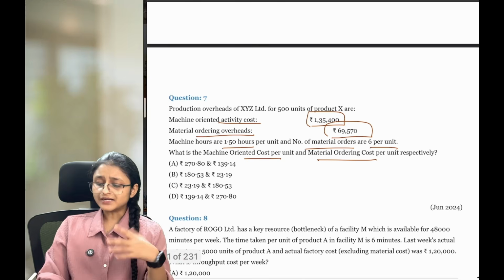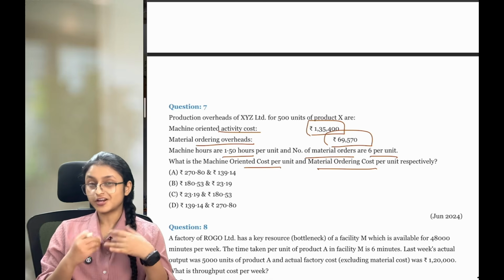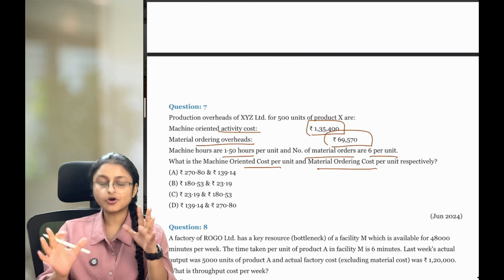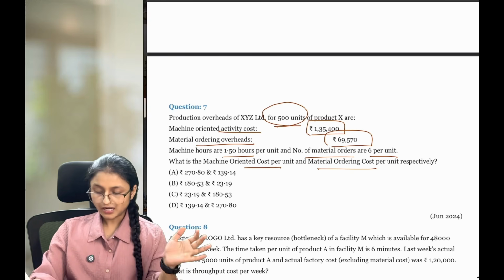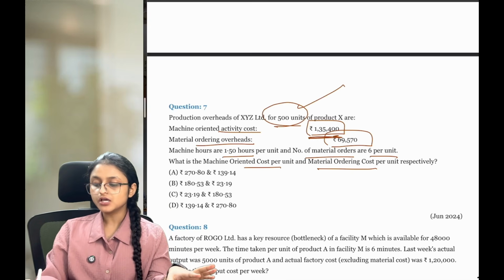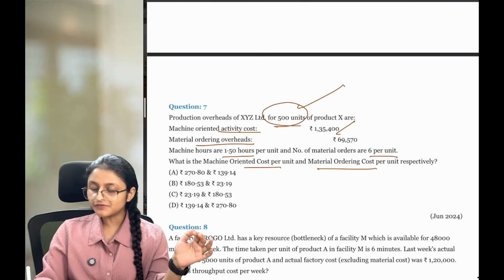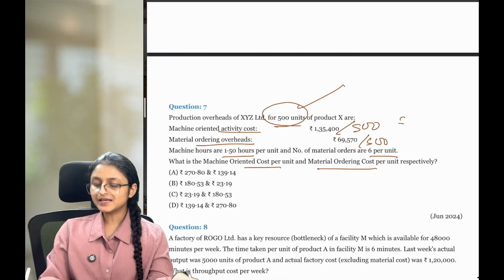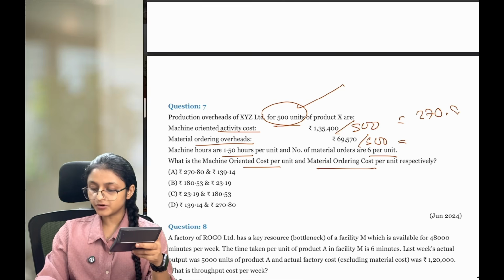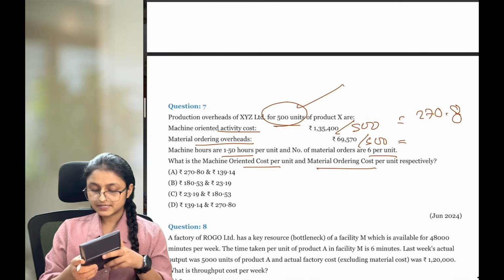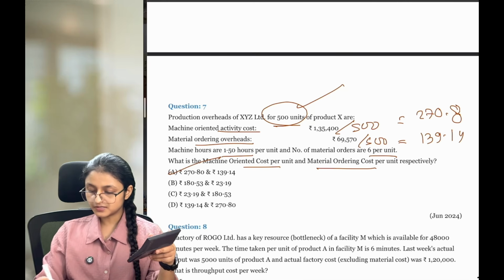So for this, I can use the activity based costing method by calculating first all the cost drivers and then calculating the cost driver rate and then multiplying it with the number of units to get the cost. But here I have only one type of product and all the units of the product are already available with me. All the cost is already available with me. If I have to calculate per unit cost, I can directly divide this by number of units. So 1,35,400 divided by 500 will give you 270.8 and 69,570 divided by 500 will give you 139.14. So option number 1 is the correct answer.